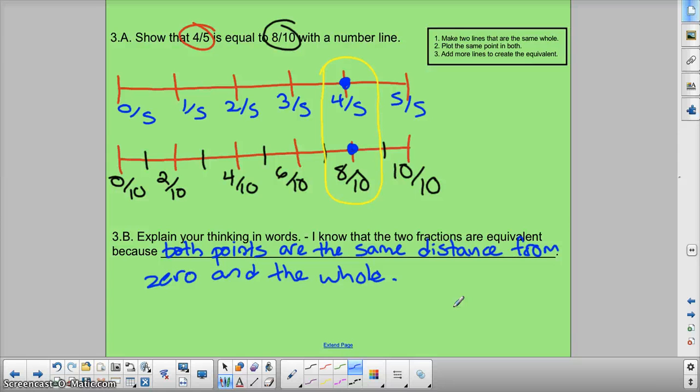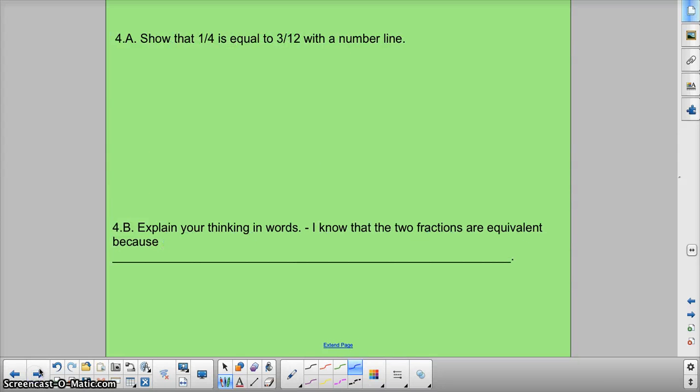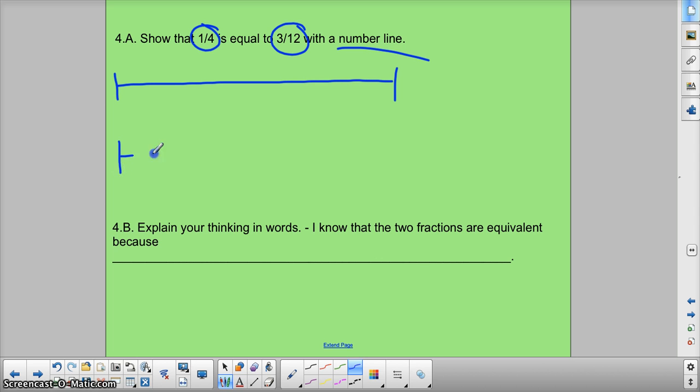Otherwise, let's look at last one, number 4. Okay, show that 1/4 is equal to 3/12 with a number line. First thing we got to do is look at our fractions, and then we're going to make number lines. So let's go ahead and make 2 number lines. Let's just start there. 2 number lines that are equivalent, 2 number lines that are the same size. Don't even worry about anything besides making the number lines first.